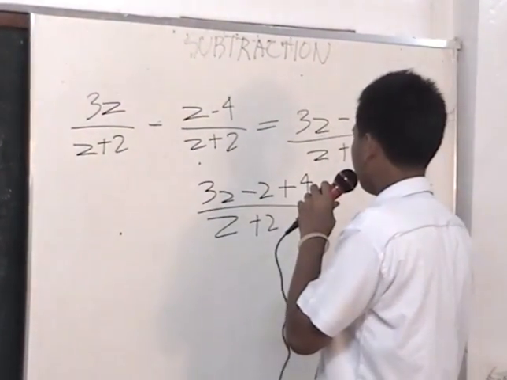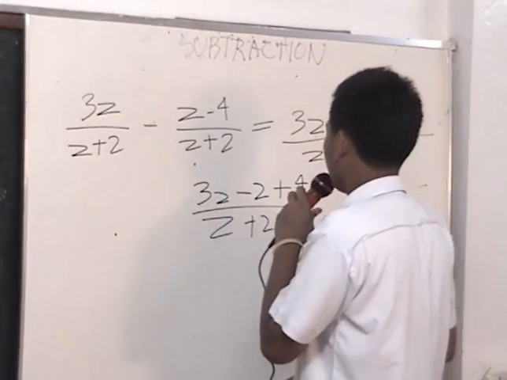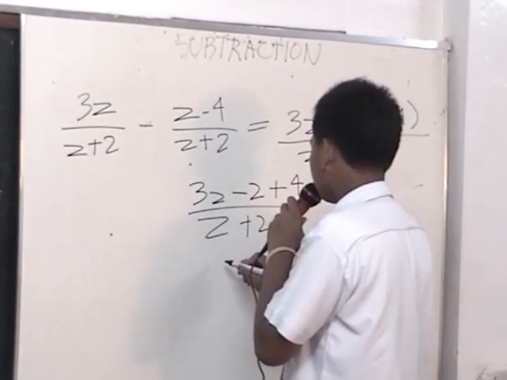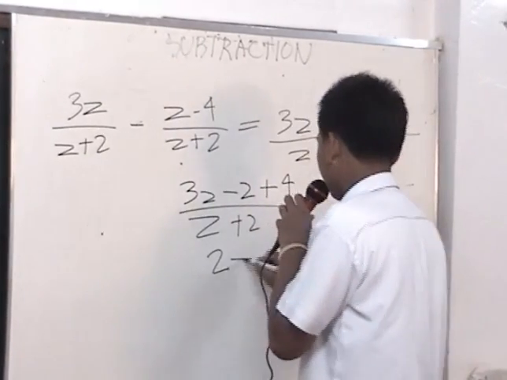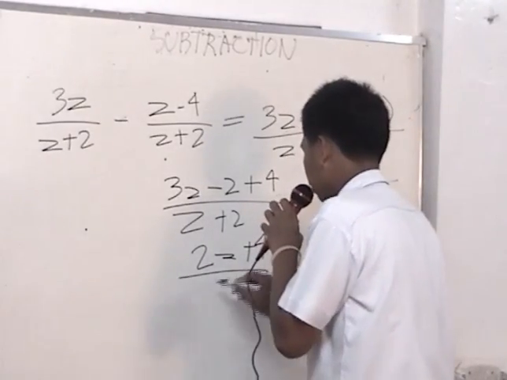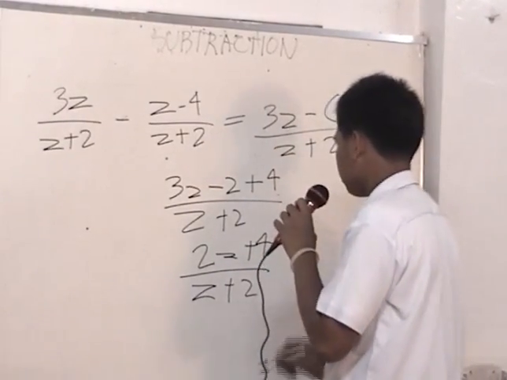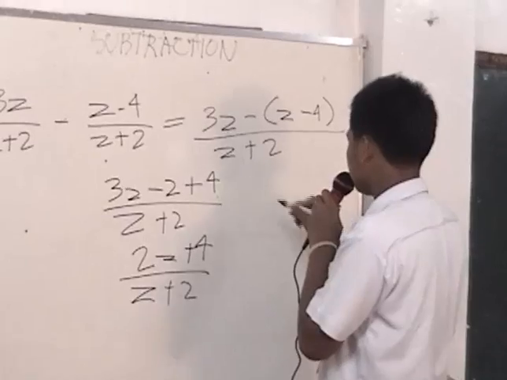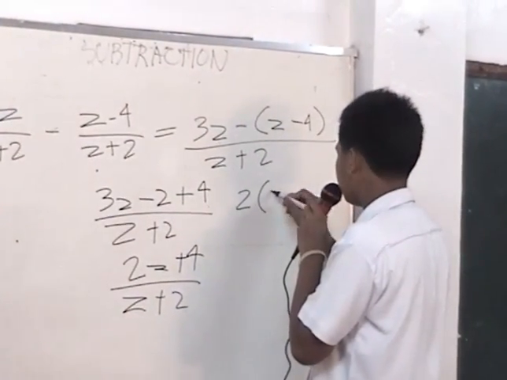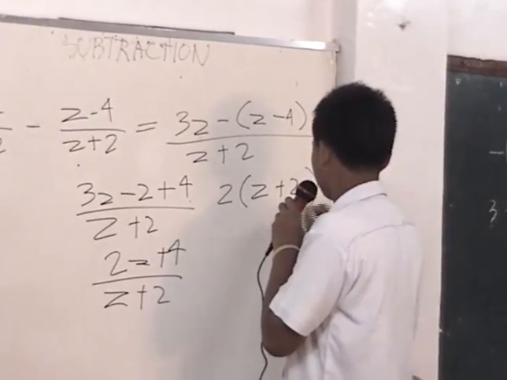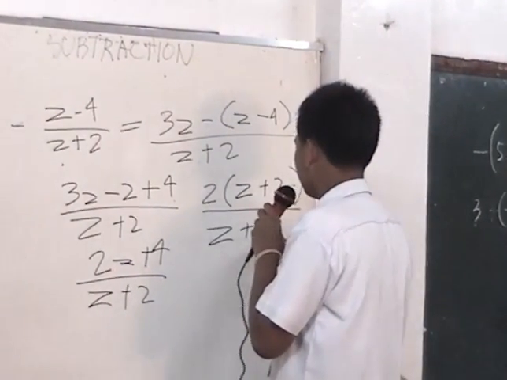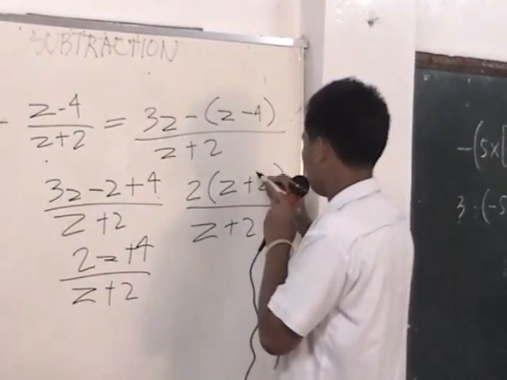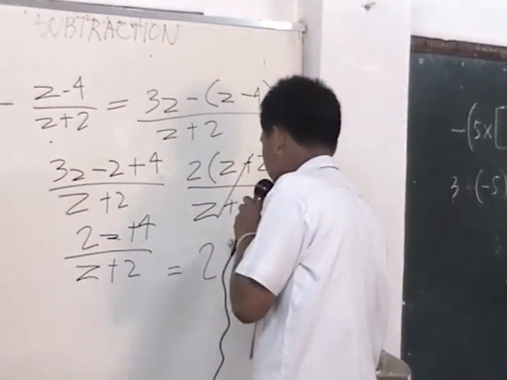3x minus x plus 4 over x plus 2 can be simplified. 3x minus x equals 2x plus 4 over x plus 2. And the factor of 2x plus 4 is 2 times the quantity x plus 2, over x plus 2. And since it has a common factor, we cancel it out. So the answer is 2.